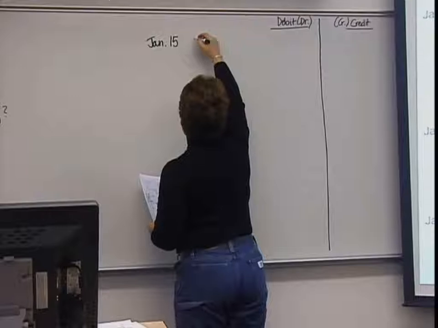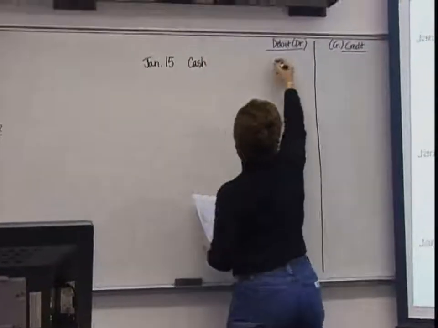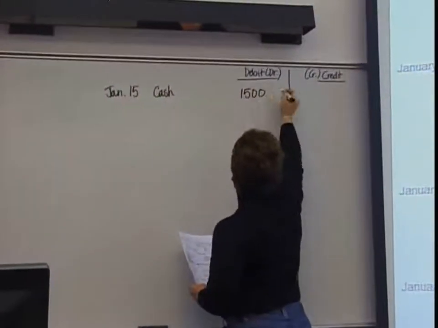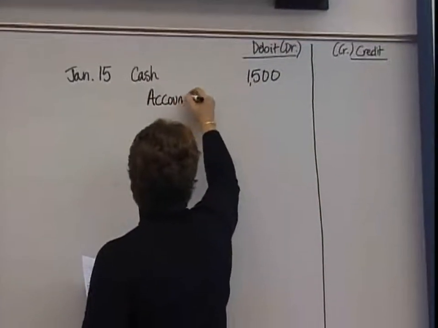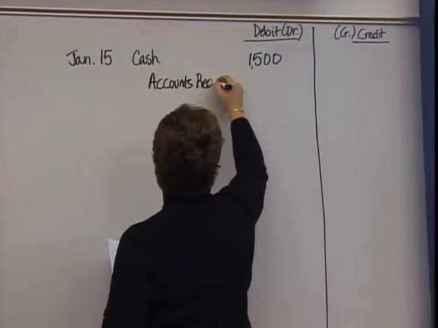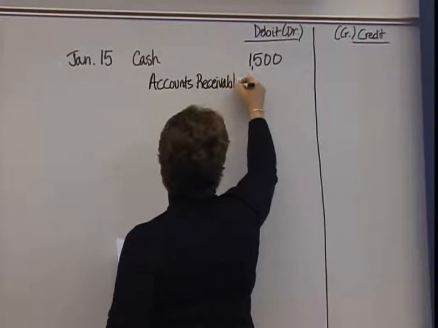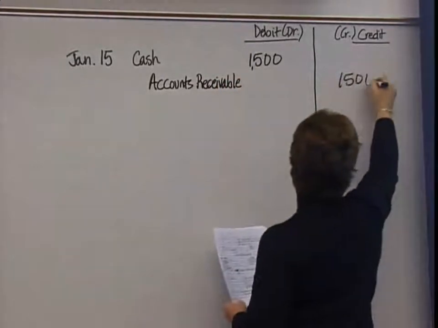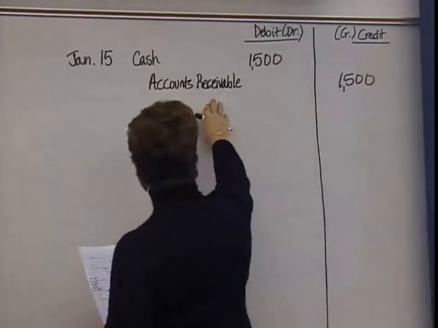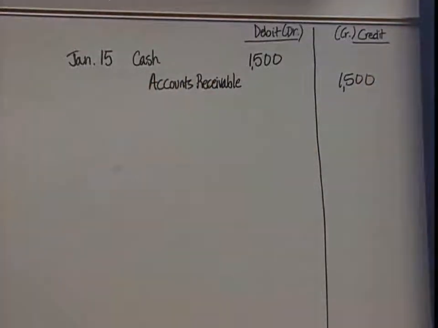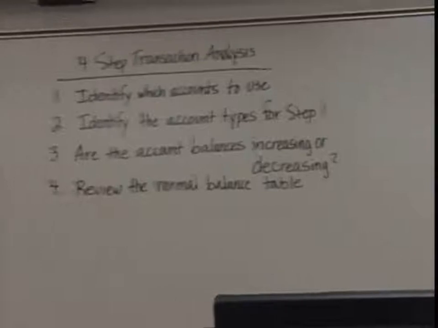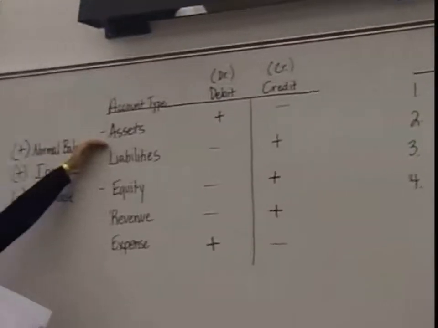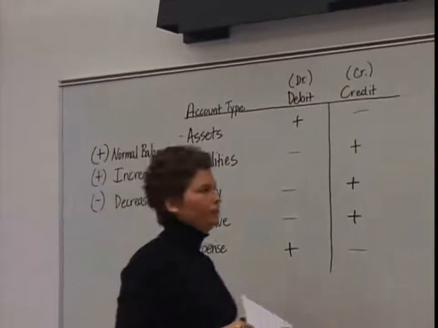a debit to cash for $1,500, and we will credit accounts receivable for $1,500. So we're taking it out of one asset account and putting it into another. Do our debits still equal our credits? Yes, they do. So assets are increasing in the form of cash, but they're also decreasing with accounts receivable.